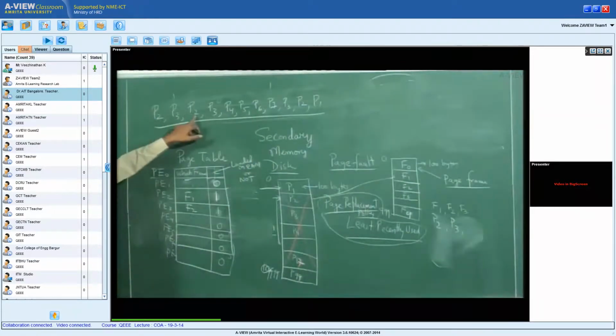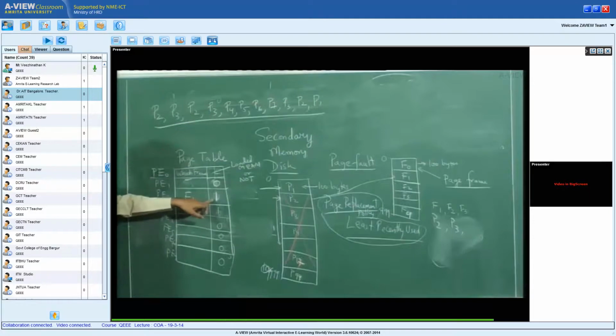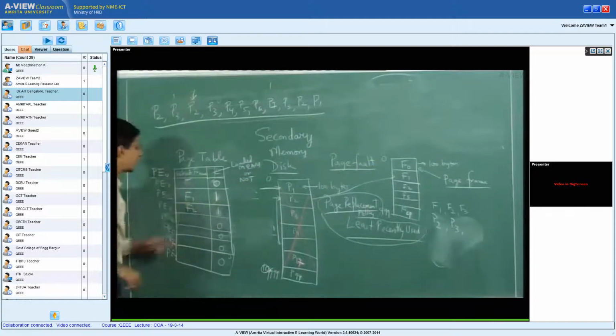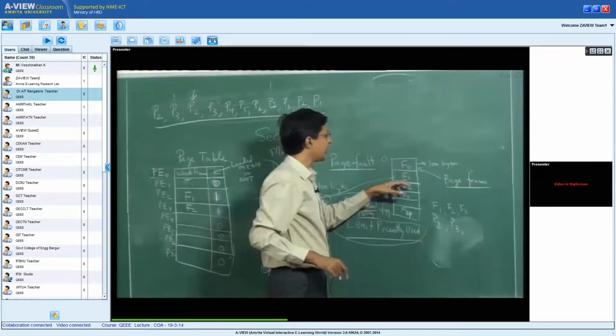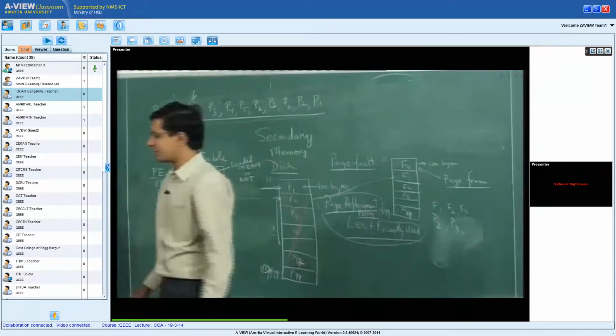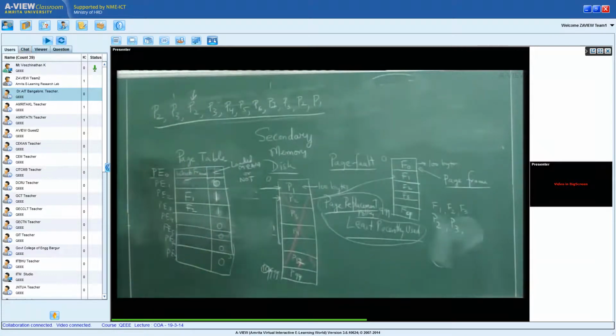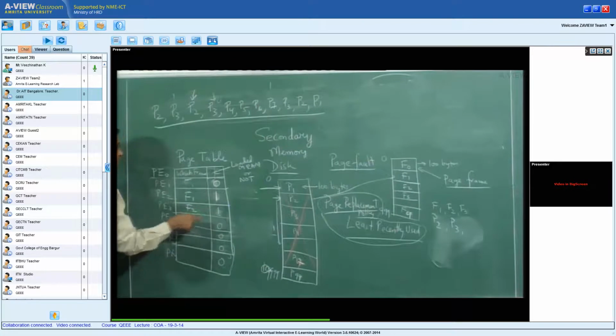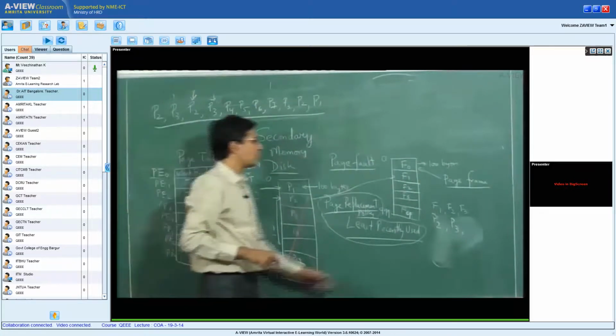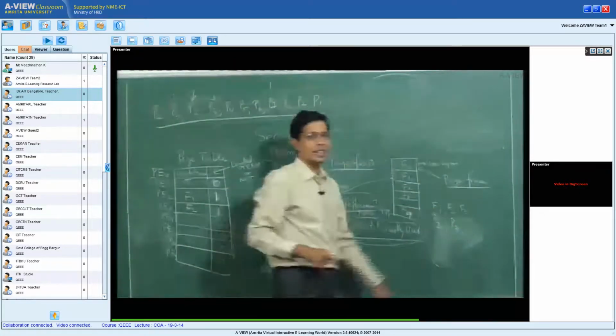Now when I want to execute P2, I find that this is already loaded. There is no page fault here. Where is it loaded? I see it is loaded in F1. So I go to F1 in the RAM and I can execute. Then again I come to P3. I find that P3 is already loaded. Where is it loaded? In F2. I go to F2 and I execute.